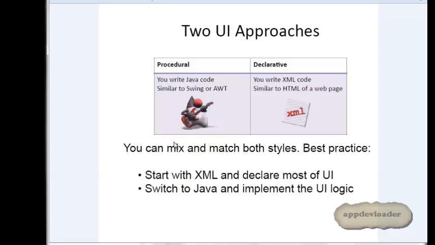So you can see here I said that you can start with XML and declare most of the UI, then switch to Java and implement the UI logic. The UI logic is what happens when the button created in XML is clicked.